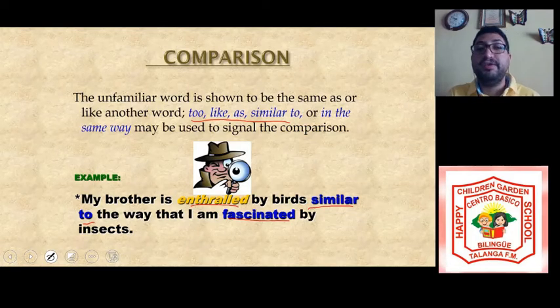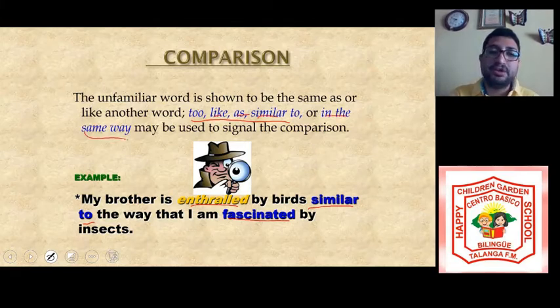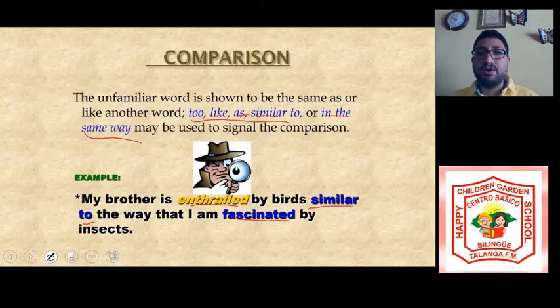We have to look. If we have comparison, we're going to use words like like, to, as, similar to, in the same way. So these are going to tell us that we have a comparison. We are comparing between two words. So we got enthralled and fascinated.